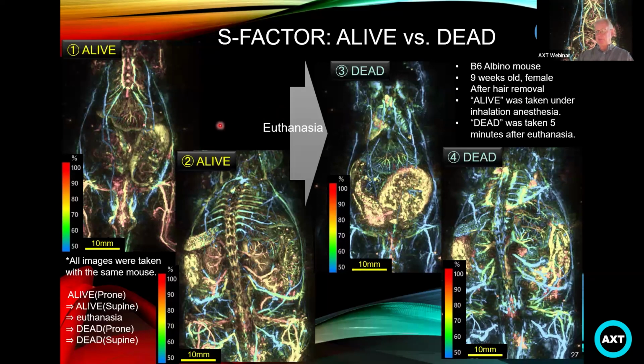Interestingly, the S factor is useful after looking at euthanized animals. And these are two animals where we're looking at the alive view and the dead view in both instances. As you can see, there's a lot more detail in the live mouse, but still some useful information is able to be produced from the dead animals, which are done approximately 5 to 10 minutes after being culled.